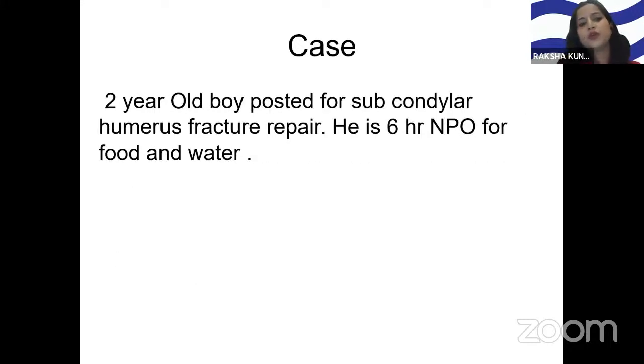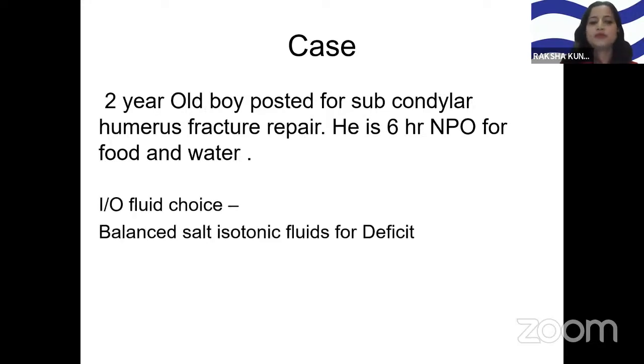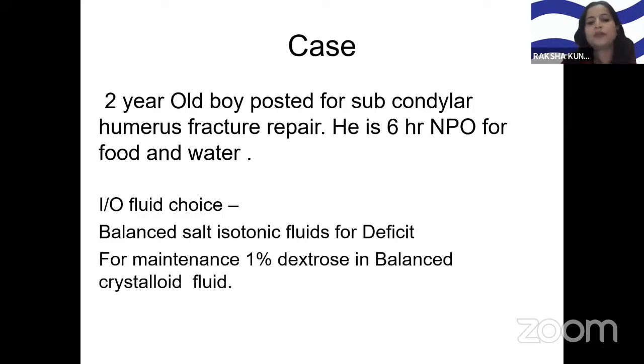Suppose there is a 2-year-old boy posted for supracondylar humerus fracture repair and he's 6-hour NPO for food and water. So the intraoperative fluid of choice again will be balanced salt isotonic fluids for deficit, and for maintenance I will make it 1% dextrose in the balanced crystalloid fluid.